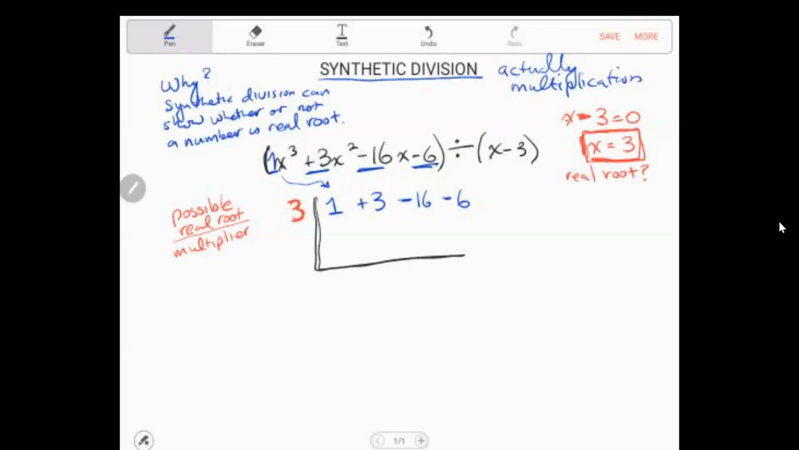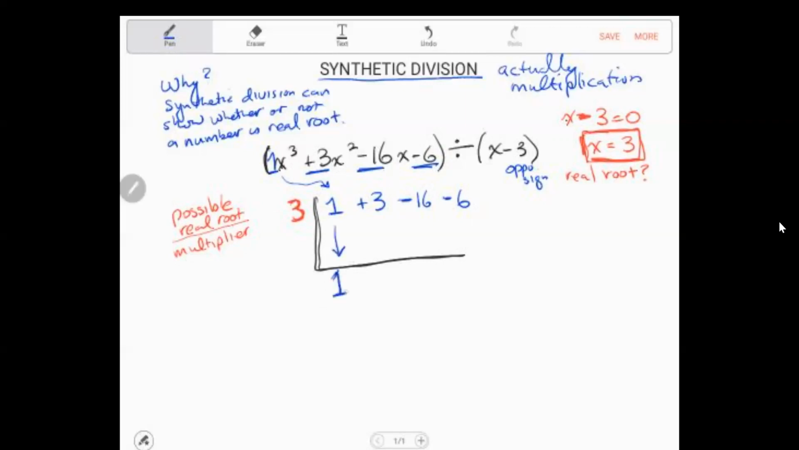We have our possible real root, which we're also going to use as a multiplier. Remember, one way to think of it is if you're dividing by x minus 3, your multiplier, or your possible real root, is always going to be the opposite sign. So remember that this number is the opposite sign. Your first step is always to bring down whatever number is here. In this case, it's a 1.